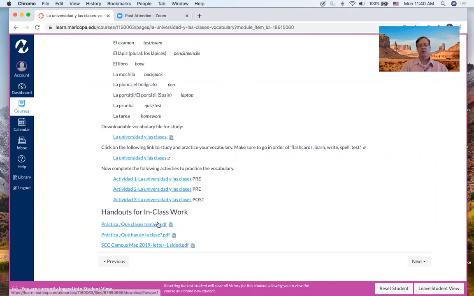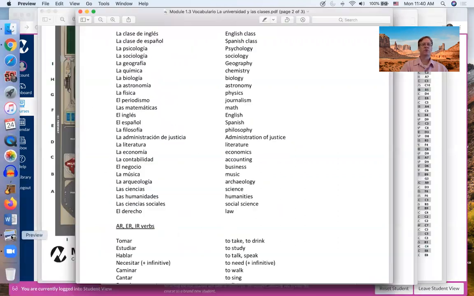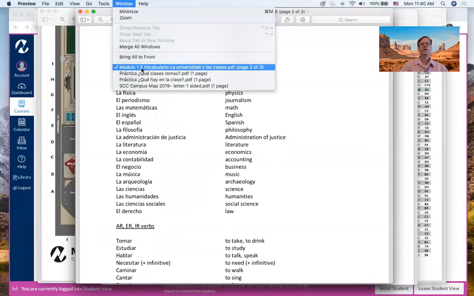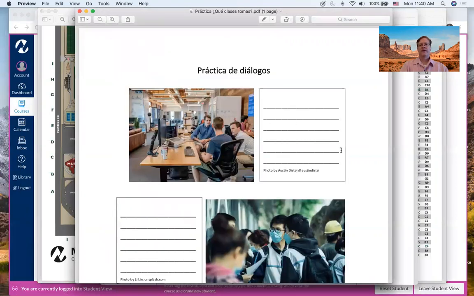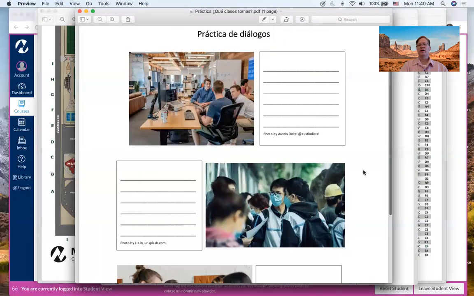In class as well, we'll be working with 3 handouts. So let me show you these handouts. The first one is, ¿qué clases tomas? So let me open those documents for you. Here we have, similar to the dialogues we did the first day of class with greetings. Imagine they're at a university student center. It looks very much like that. And the first day of class, these 3 friends are talking about what classes they're taking.